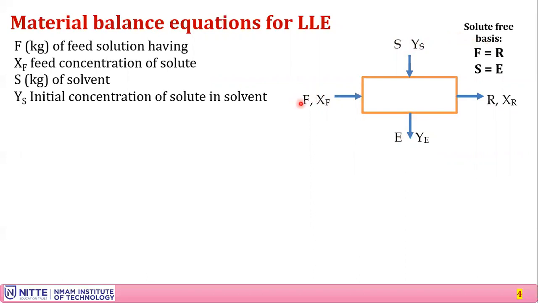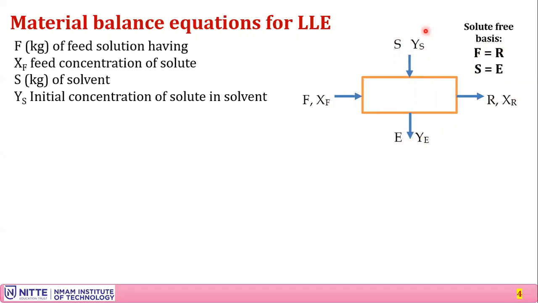If you consider that, F will be equal to R, because these two are immiscible, F comes out as it is without getting into the extract phase. Similarly, solvent doesn't enter the raffinate phase, instead it enters the extract phase only. Only the solute gets distributed between the raffinate phase and extract phase. So those concentrations you can write as XF and XR, YS and YE, where F and R are equal, S and E are equal. The reason for this is purely immiscibility. If they are completely immiscible, this is true.